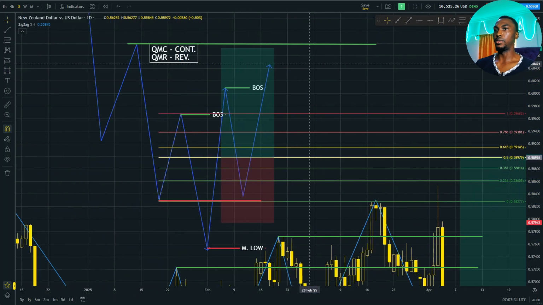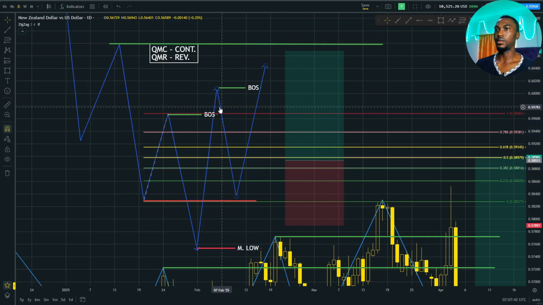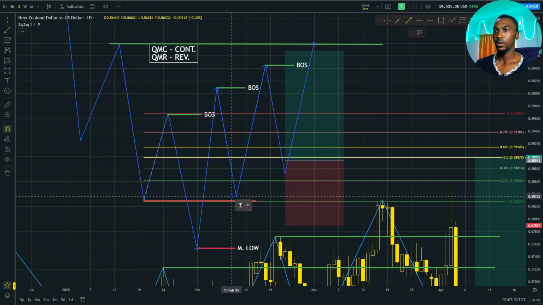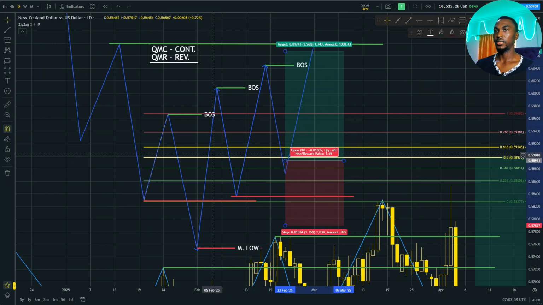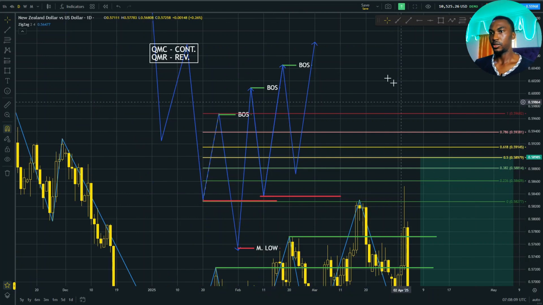Now, with this strategy, it means that price does this, and price does this. So for a QMC to be fully confirmed, you would notice that price does this exact same thing again. It goes down. It doesn't take out this low. And then it goes up again. So this is now a QMC. It's moving in line. It has reversed. Now it's continuing its reversal. So this is a QMC.